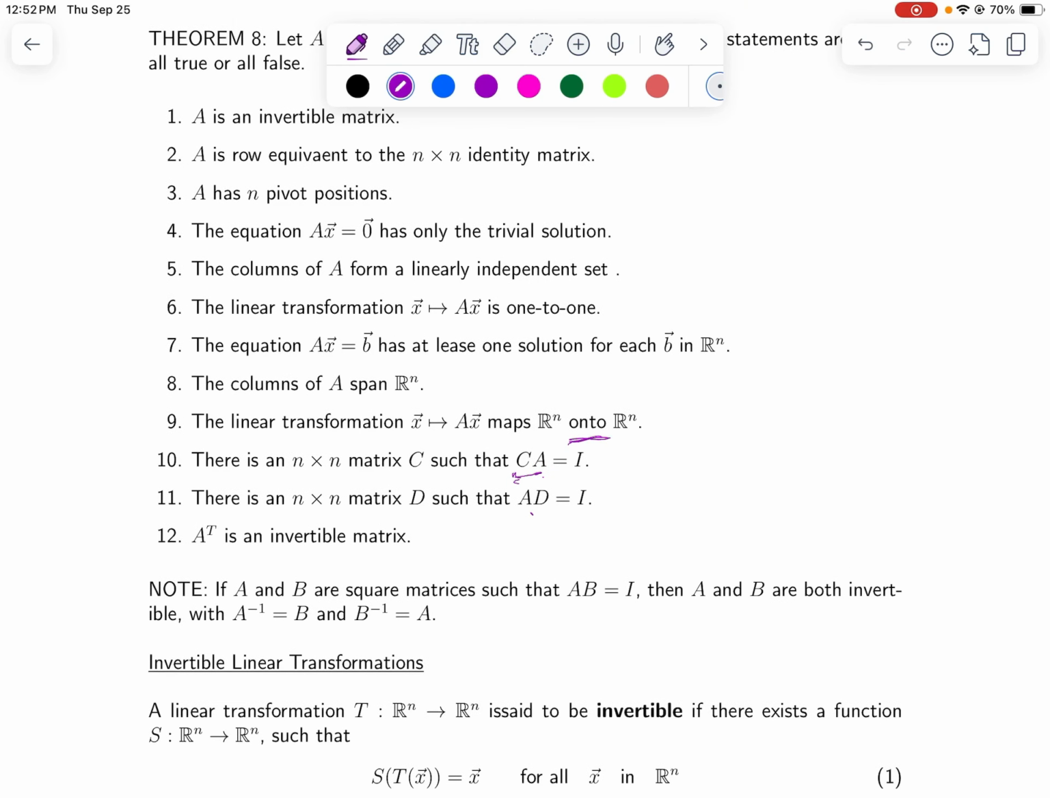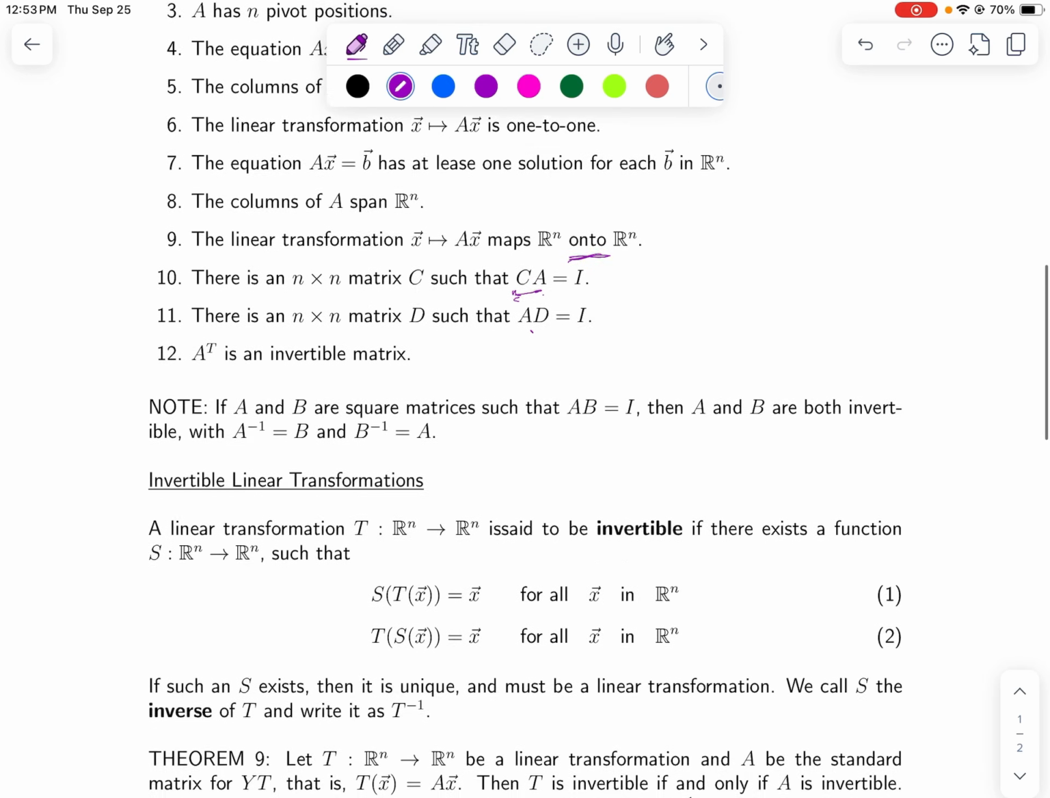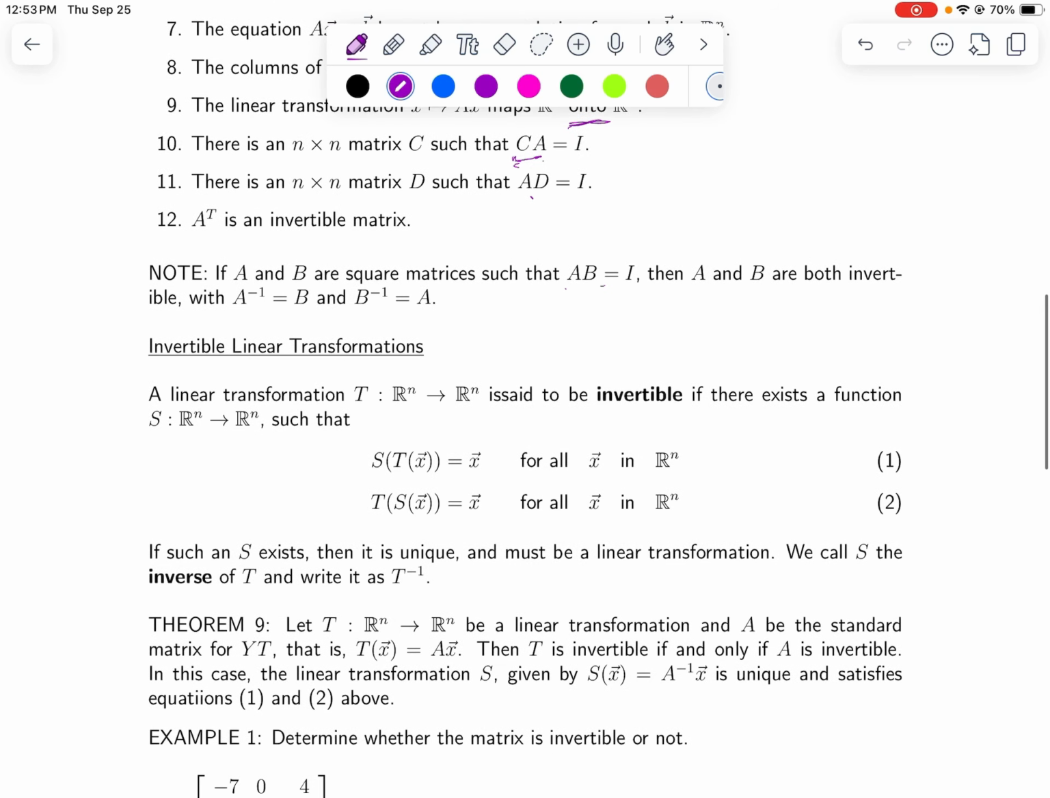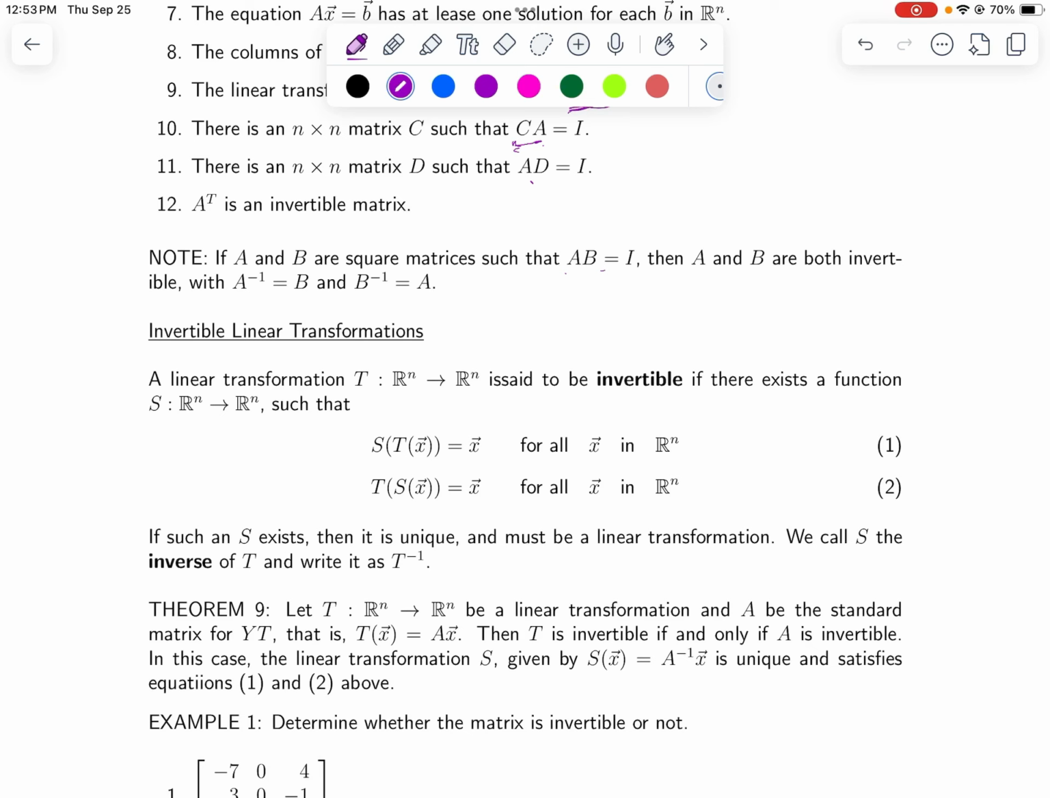Now notice here, the inverse multiplied from the left could be different from the inverse multiplied from the right. And number 12, A transpose is an invertible matrix. So if A is invertible, A transpose is also invertible. All these results you can use in finding the answer to your question. And so let's see how it works.